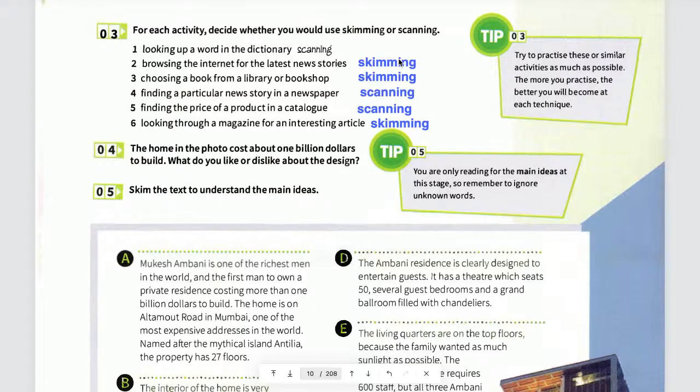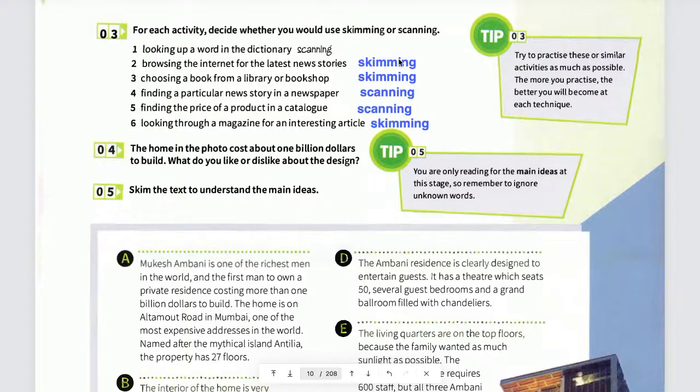You didn't read that in details. You understand? You just go through all of the websites. You browse the internet, I mean, you go through all of the websites for the latest news stories. Okay, but you don't read the news stories in details yet. You understand? So that means it is skimming.